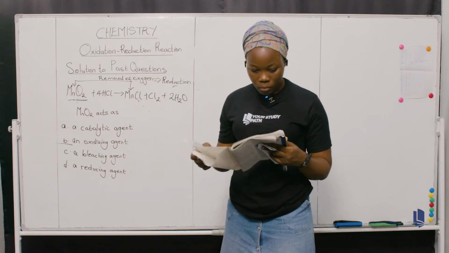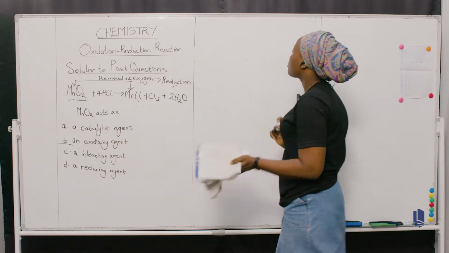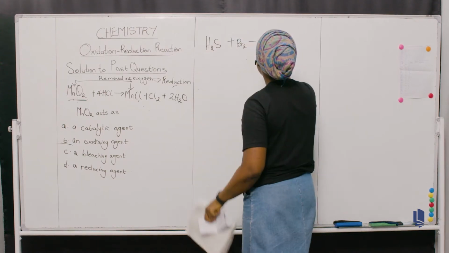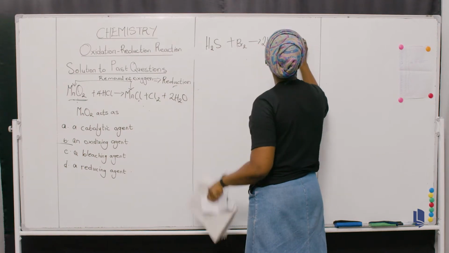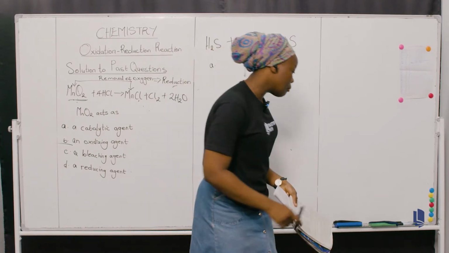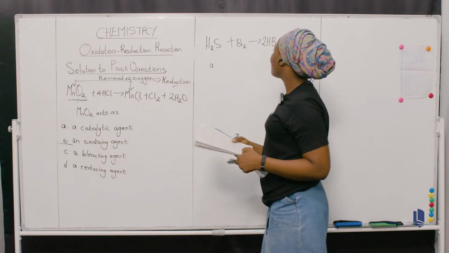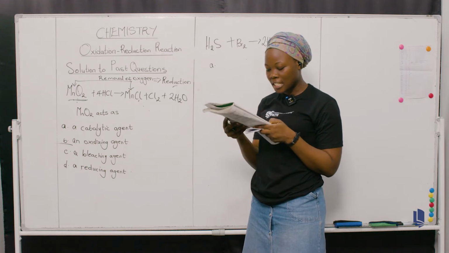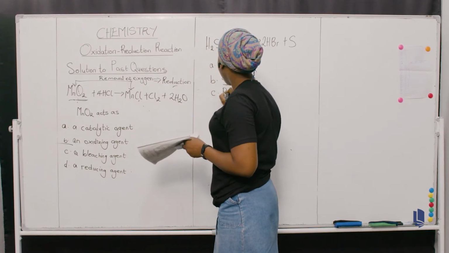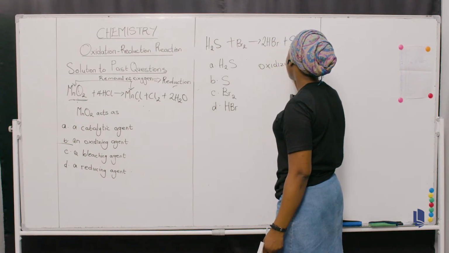2015 question 19. H2S plus Br2 giving 2HBr plus S. In the reaction above, the oxidizing agent is: A, H2S, B, sulfur, C, Br2, D, HBr.